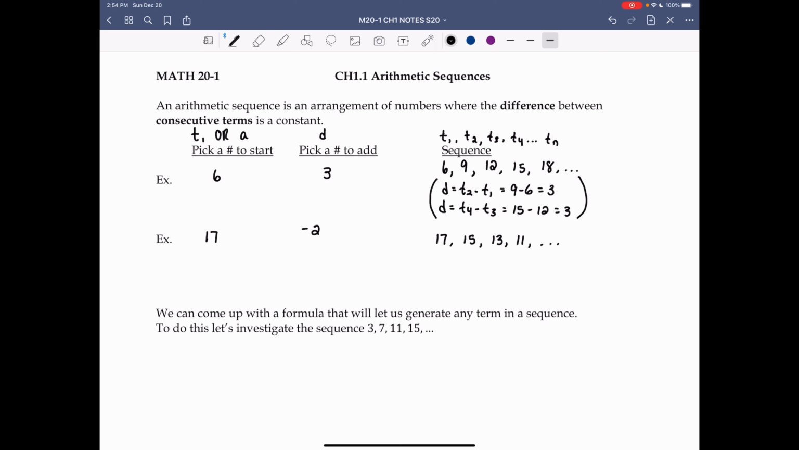And again, we can test to see if the difference between two consecutive terms equals the D value, which is -2. So if we did D equals term 4 minus term 3, which is 11 minus 13, that equals -2. If we did term 3 minus term 2, that is 13 minus 15, which equals -2.